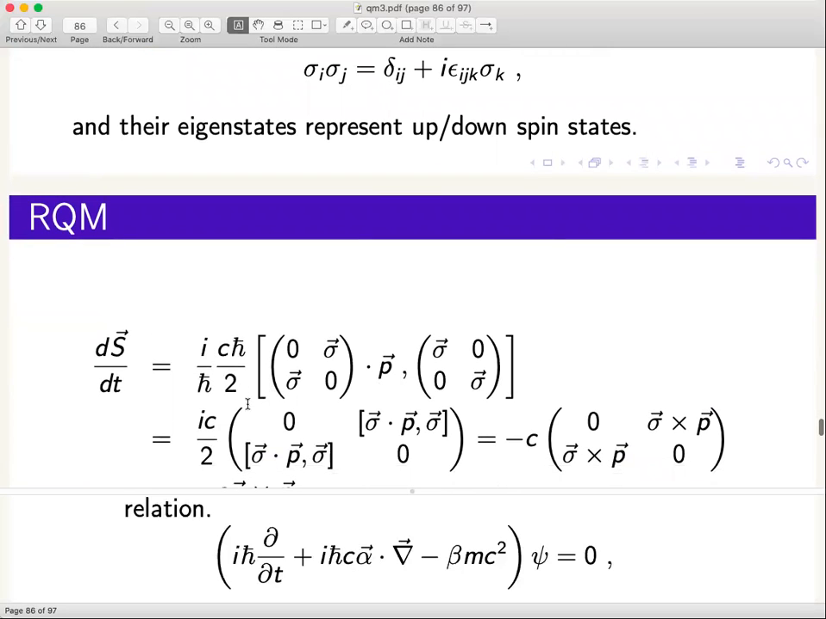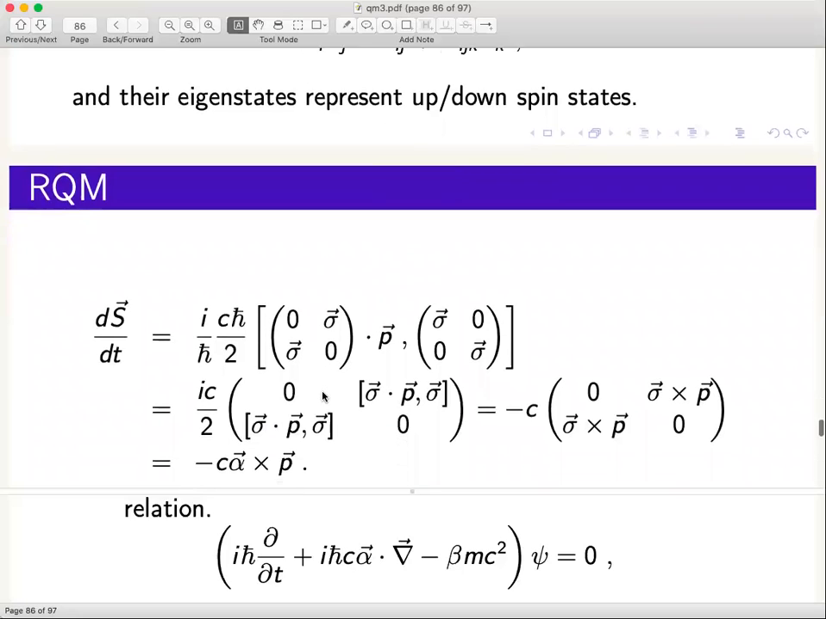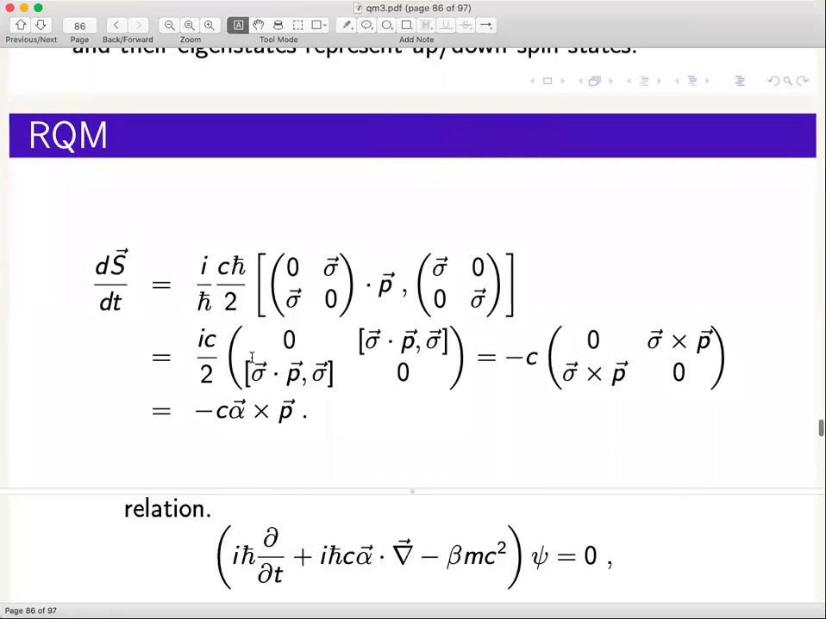Sorry, ħ/2 times this matrix times c times p times this alpha matrix. This is α·p, which is a part of the Hamiltonian. Sorry, it is looking a bit messy, but let me explain slowly. i/ħ is the piece that we have been using always outside the Hamiltonian: i/ħ times the commutator of the Hamiltonian with some operator. So i/ħ is that piece.